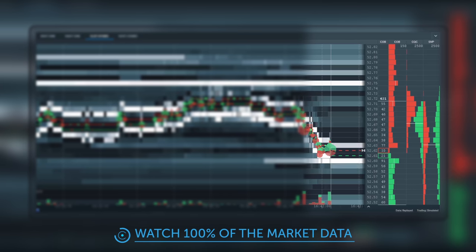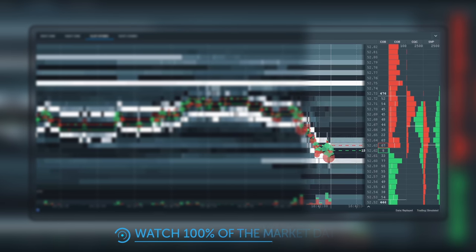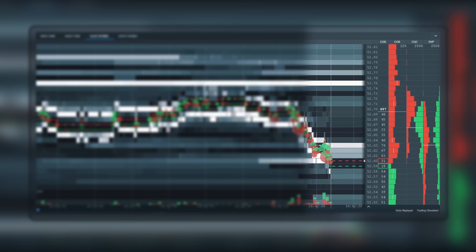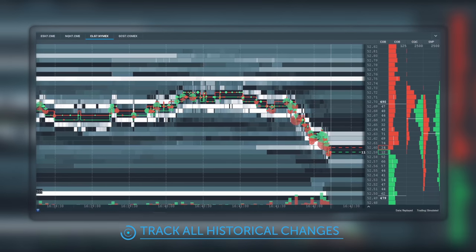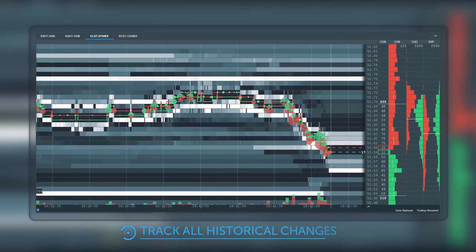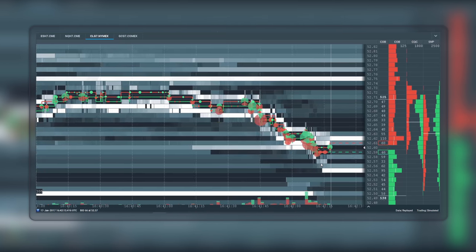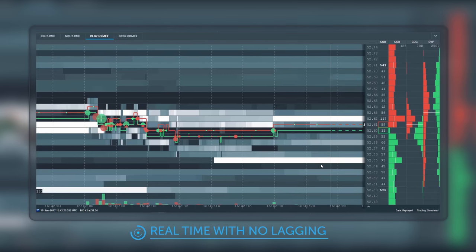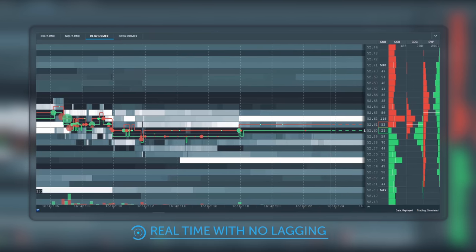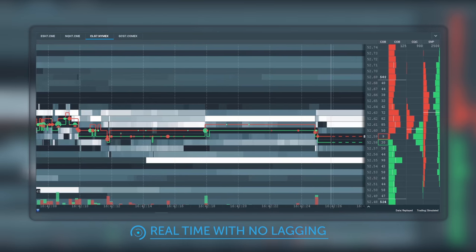Bookmap tackles these problems by smartly displaying all the market data, recording every instance of the order book and rendering it visually for easy understanding with a quick glance. With Bookmap, you get the unfiltered, non-aggregated, real-time market data. Let Bookmap memorize the data for you so you can focus on your market analysis.